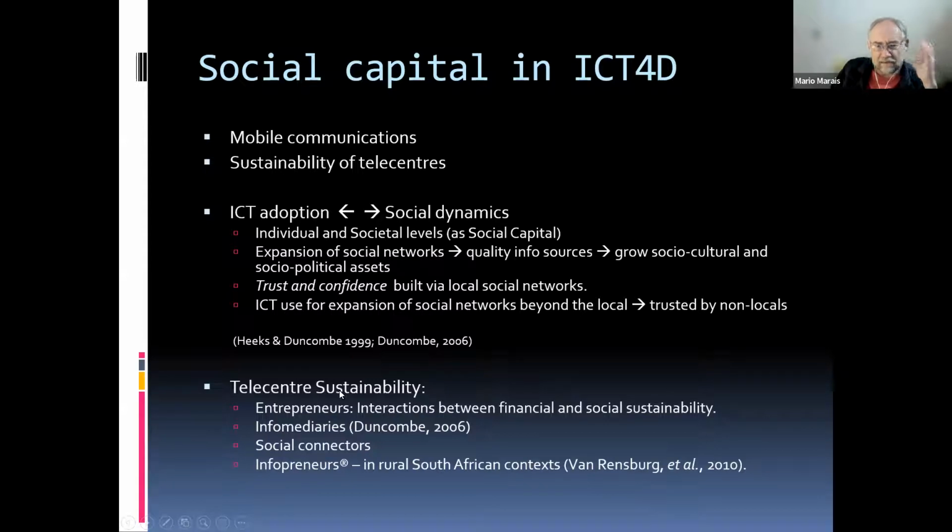And then telecenters, the whole research done on telecenters, this thing about entrepreneurs. And then around about 2006, it started emerging that people are talking about intermediaries or social connectors. And there's lots of names for them. Kathy Urquhart also did work in Bolivia. I think it was in Bolivia or Colombia.